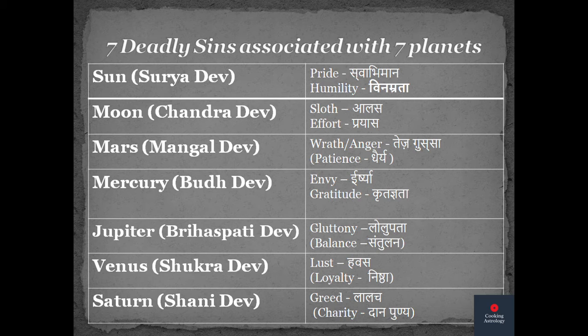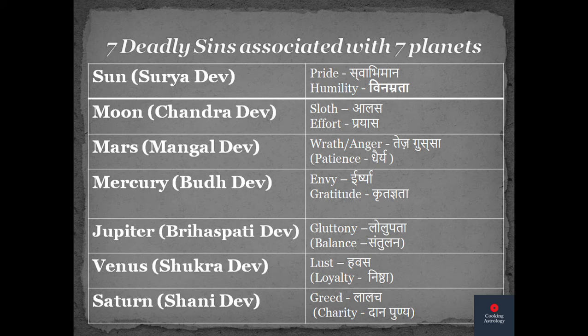These are the 7 deadly sins that are associated with 7 planets. And these 7 planets are in the week order: Sunday, Monday, Tuesday, Wednesday, all the way to Saturday. Planet Sun is associated with Surya Dev. Moon is associated with Chandra Dev. Planet Mars, associated with Mangal Dev. Mercury is Buddha Dev. Jupiter, Brihaspati Dev. Venus, Shukracharya or Shukra Dev. And Saturn, that is Shani Dev.